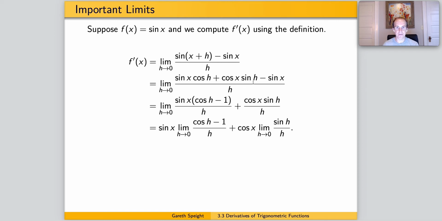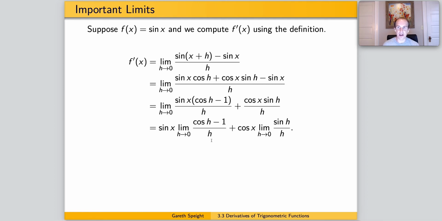So we expanded, and then I group the terms. Everything that has a sine x, they go together. So we get sine x times cosine h minus 1, and then we get cosine x times sine h. And then let's split it apart. Remember the limit of a sum, I'm assuming for the moment that the individual limits exist. So then the limit of a sum is the sum of the limits, and we can bring out things that don't depend on h out of the limit. So we're going to get sine x times the limit of cosine h minus 1 over h, plus cosine x times the limit of sine h over h.